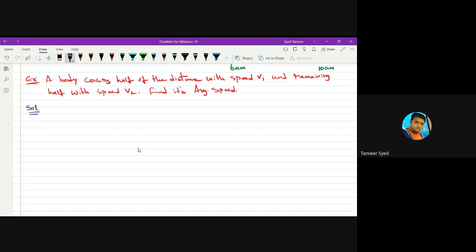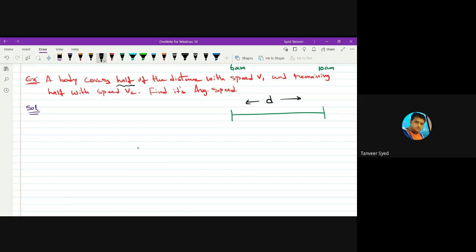A body covers half of the distance with speed v1 and remaining half with speed v2. That means the body is covering some distance. Let us say that distance is d. Total distance traveled by the body is d. And how is the body traveling, covering this total distance? It is covering it with two different speeds. What part of the distance with what speed?